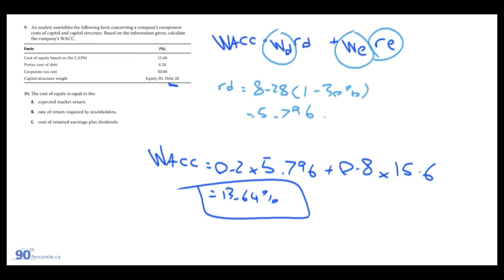So we're all good. And then for the next one, the cost of equity is equal to the expected market return. Nope, this is the market. It's not related to individual equity. B, the rate of return required by stockholders. Yep, that's the answer.